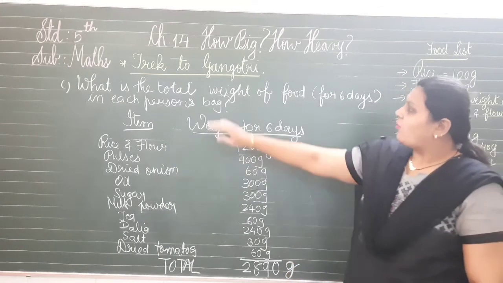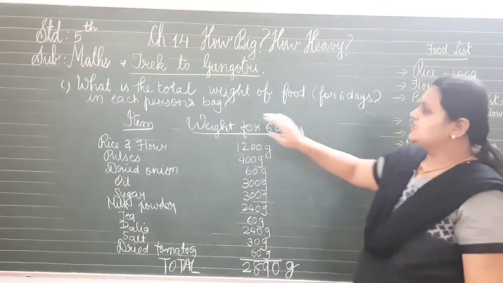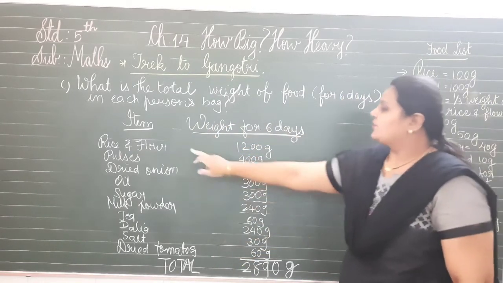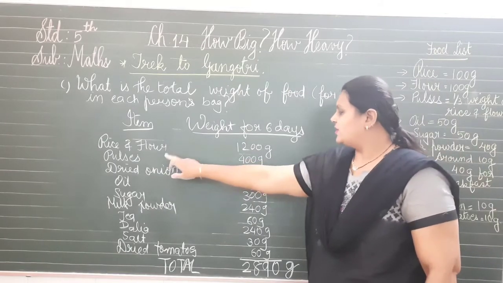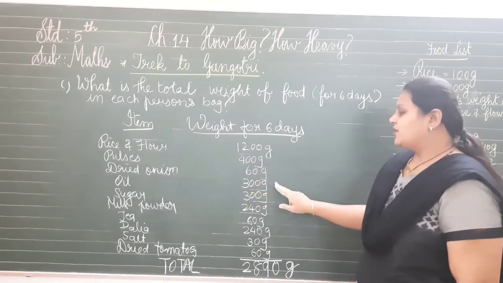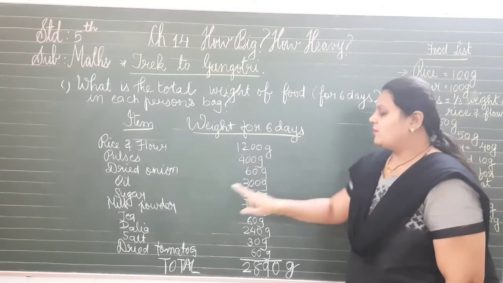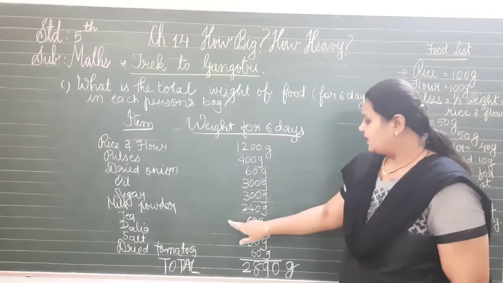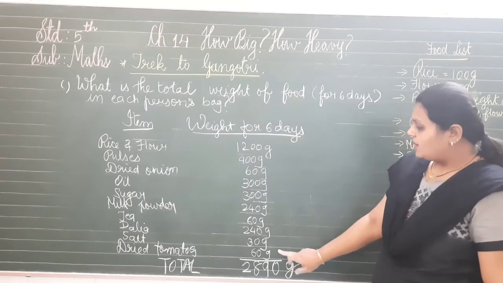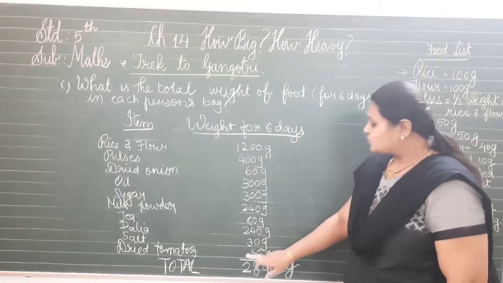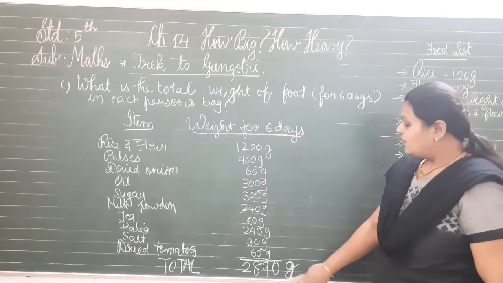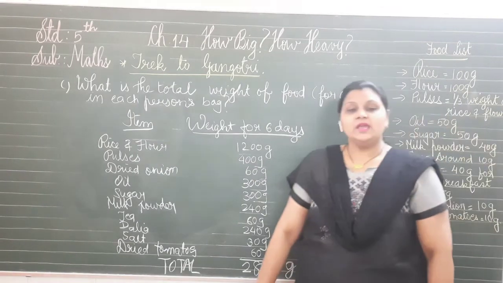Next question is, what is the total weight of food for 6 days in each person's bag? Here are the items and here is the weight. Rice and flour 1200 gram, pulses 400 gram, dried onion 60 gram, oil 300 gram, sugar 300 gram, milk powder 240 gram, tea 60 gram, dalia 240 gram, salt 30 gram and dried tomatoes 60 gram. So total will be 2890 gram. So in everybody's bag 2890 gram will be there.